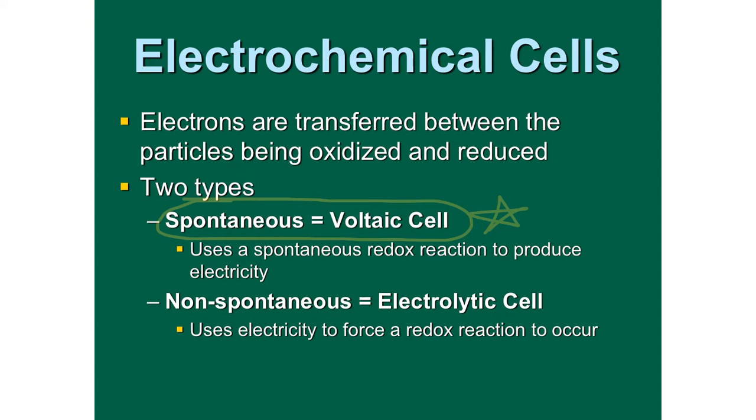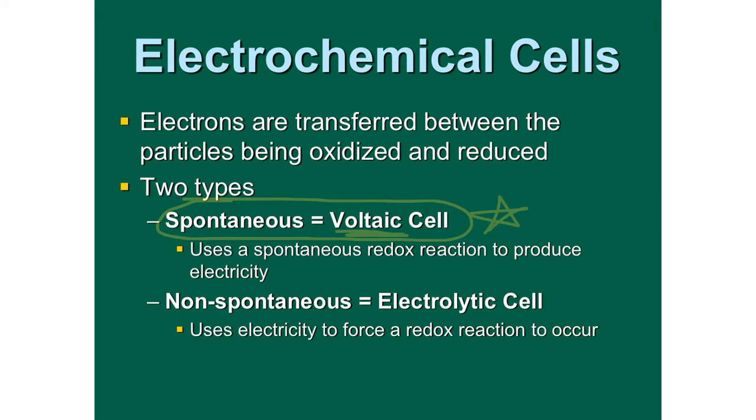So according to table J, it would be a spontaneous reaction. So when we set everything up, the reaction will occur, there will be a transfer of electrons, and we will produce electricity. So voltaic cells produce volts of electricity. So batteries would be a type of voltaic cell.